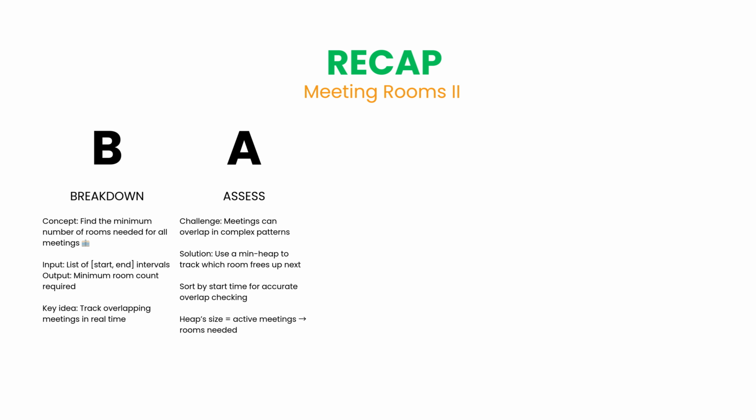Assess recap. The challenge is tracking overlapping intervals efficiently. Instead of checking every pair, we sort the meetings by start time and use a min heap to keep track of ongoing meetings by their end times. The heap helps us know which room will be free next. If a new meeting starts after the earliest one ends, we pop it off the heap, and that room is now available. Otherwise, we push the new meeting's end time, meaning we need another room. The heap's maximum size during the process tells us how many rooms are needed.